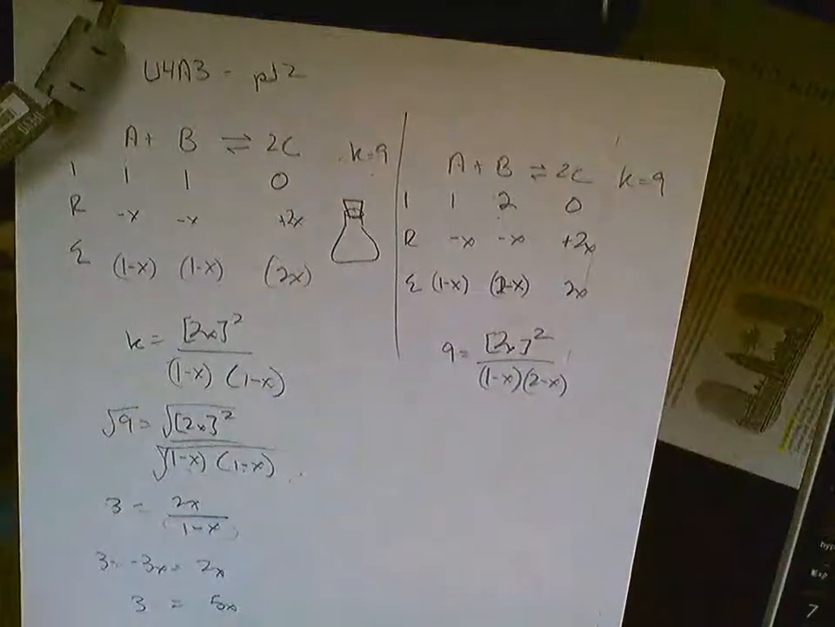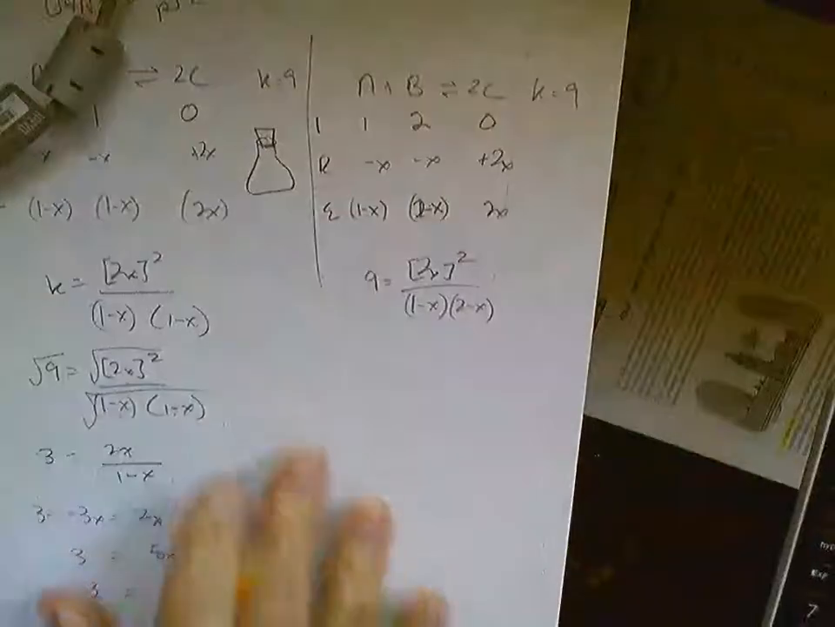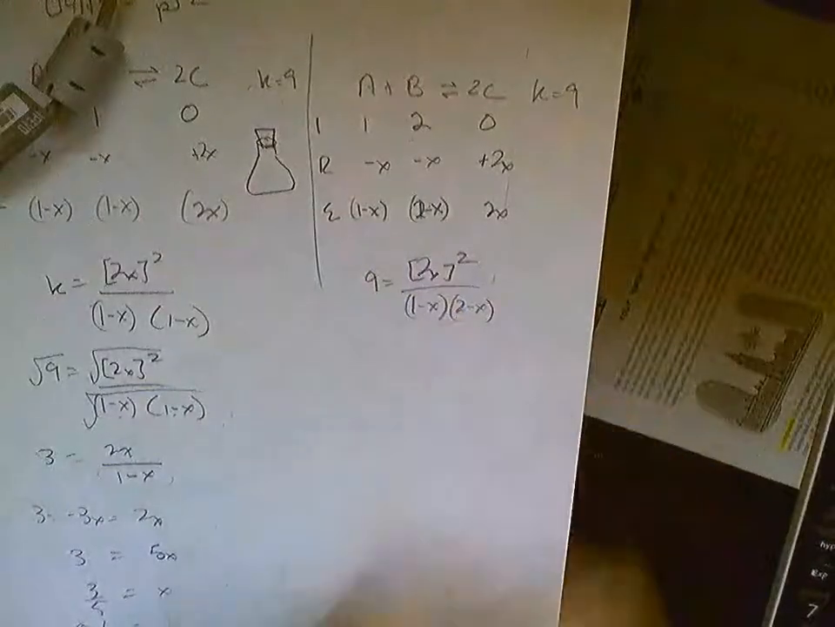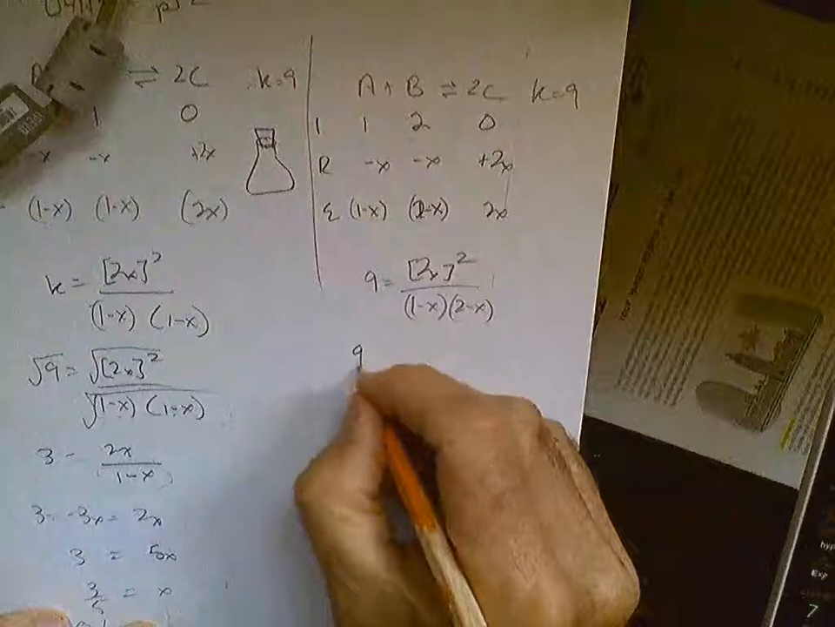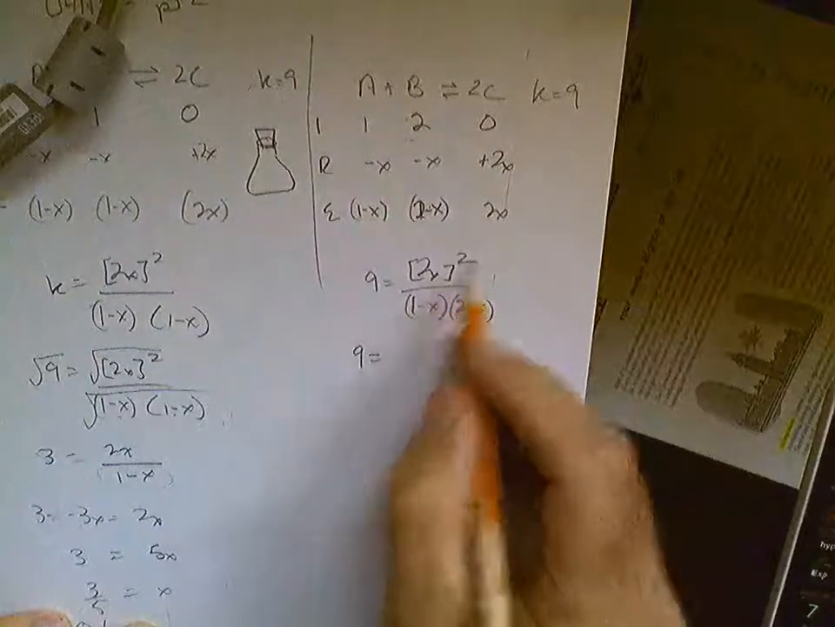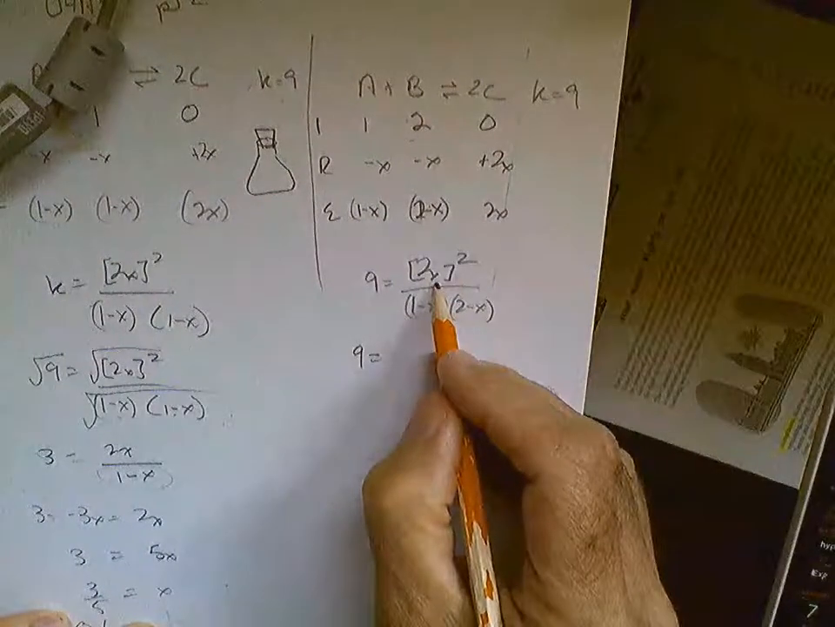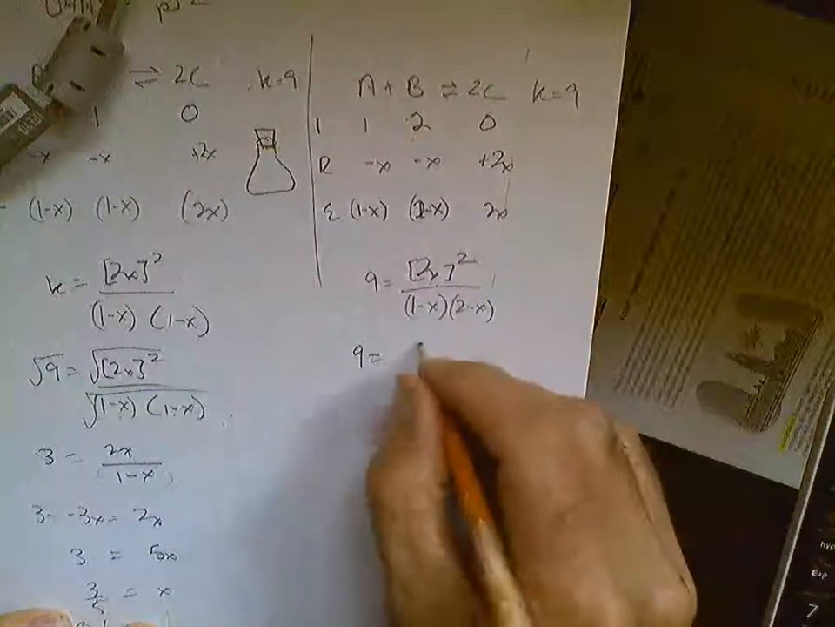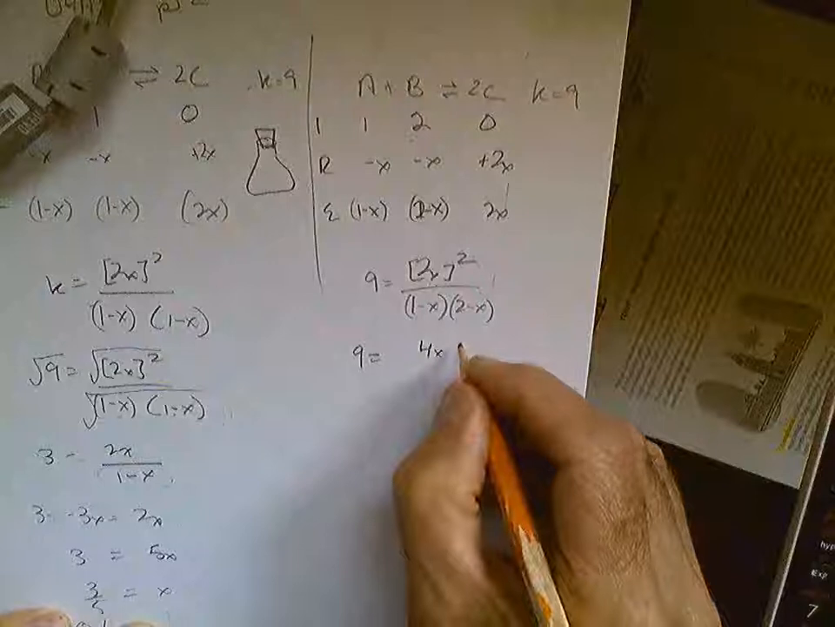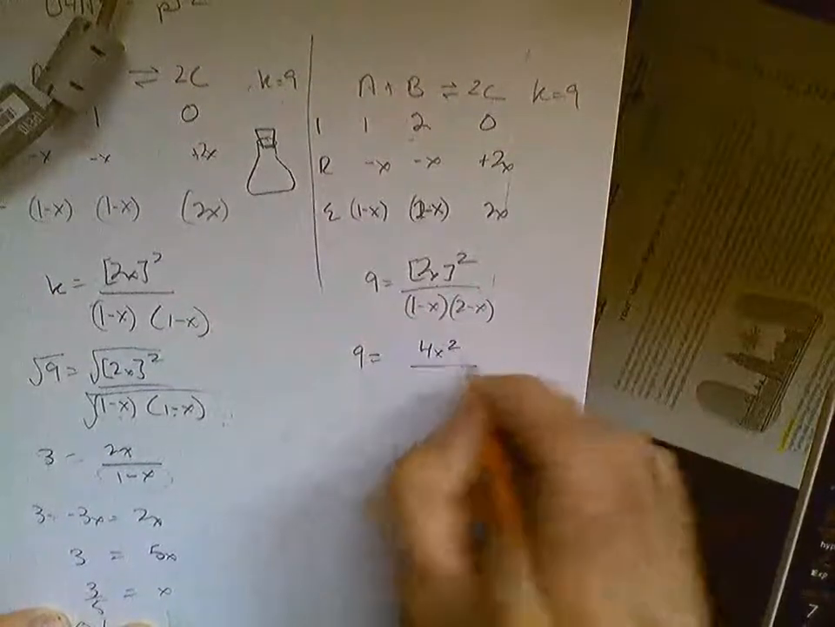We no longer have a perfect square. Why not? Because 1 and 2 are not the same number. So we can't take the square root of everything. So we've got to multiply everything through. Here's another little trick. 2x squared is not 2x squared. You've got to square the 2 and you've got to square the x. So it's 2 squared is 4x squared.